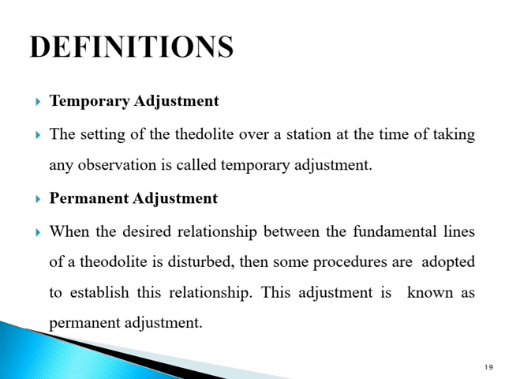Next is temporary adjustment. The setting of the theodolite over a station at the time of taking any observation is called temporary adjustment. Next is permanent adjustment. When the desired relationship between the fundamental lines of a theodolite is disturbed, some procedures are adopted to re-establish this relationship. This adjustment is known as permanent adjustment.